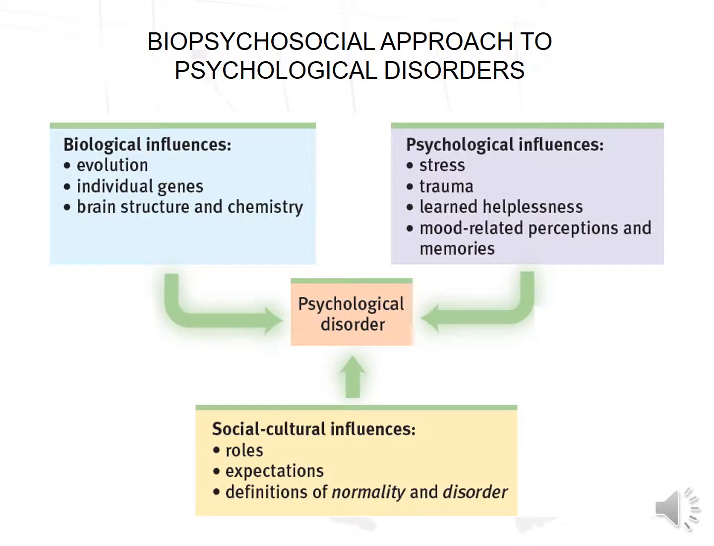thus affecting the development of psychological disorders. In this chart, which is very familiar throughout the Myers text, we look at the biological influences, psychological influences, and the social-cultural influences that impact a psychological disorder. In the biological influences, we look at evolution, individual genes, brain structure, and chemistry. In the psychological influences, we look at stress, trauma, learned helplessness, mood-related perceptions, and memories. And the social-cultural influences, we look at roles, expectations, and definitions of normality and disorder.